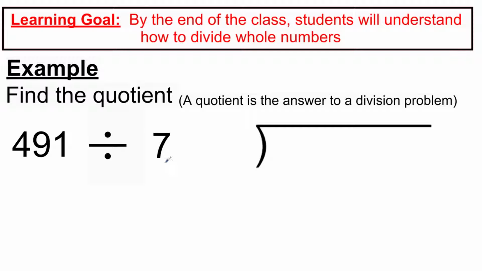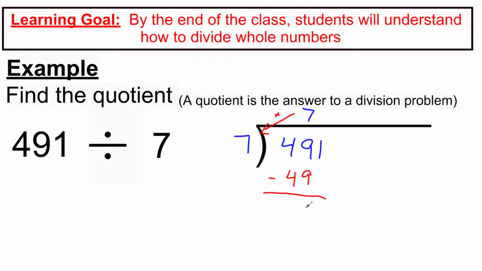Again, I don't know my 7 times tables all the way up to 491. So the first number goes on the inside, the second number goes on the outside. 7 does not go into 4 because 4 is too small. 7 does go into 49, and it goes in 7 times. So 7 times 7, this is a multiplication, gives me 49. That's going to go right here, lined up nicely with the 7, and I'm going to subtract.